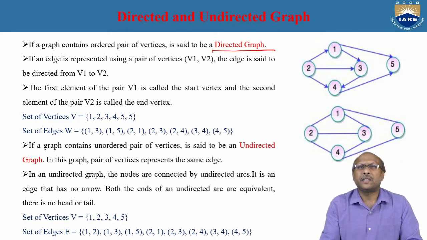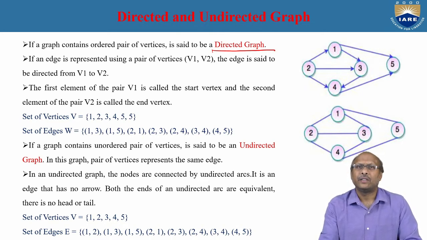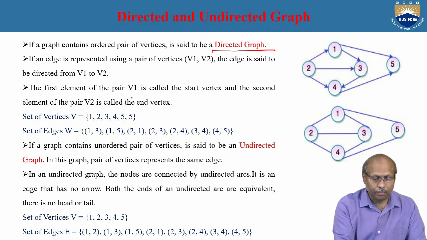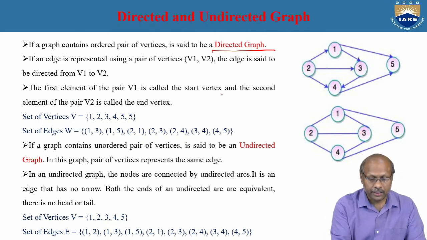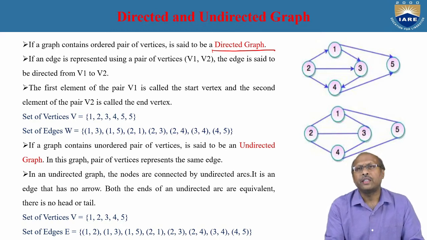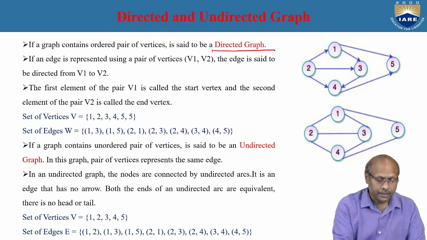If an edge is represented using a pair of vertices v1, v2, then the edge is said to be a directed edge from v1 to v2. The first element of the pair, v1, is called the start vertex, and the second element is called the end vertex. So first is the starting vertex, second is the ending vertex, or starting node, ending node. Sometimes we say node, sometimes vertex. Both are the same.